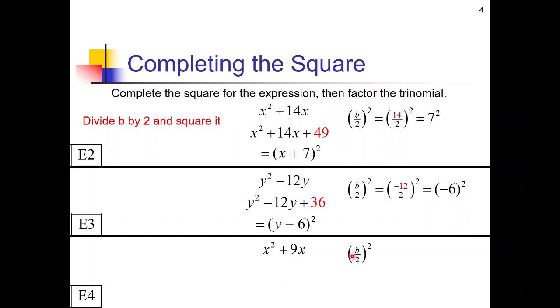So if we do b over 2 squared, this time we see that that's going to be 9 over 2 squared. Which, what is 9 over 2 squared? Well, we're going to have to just leave the 2 in there unless you want to convert this to a decimal. But if we square that, that's going to be 81 over 4. And then factoring this, the square root of 81 over 4, you actually had it in this squared parentheses already. You're just going to have x plus 9 over 2 quantity squared.